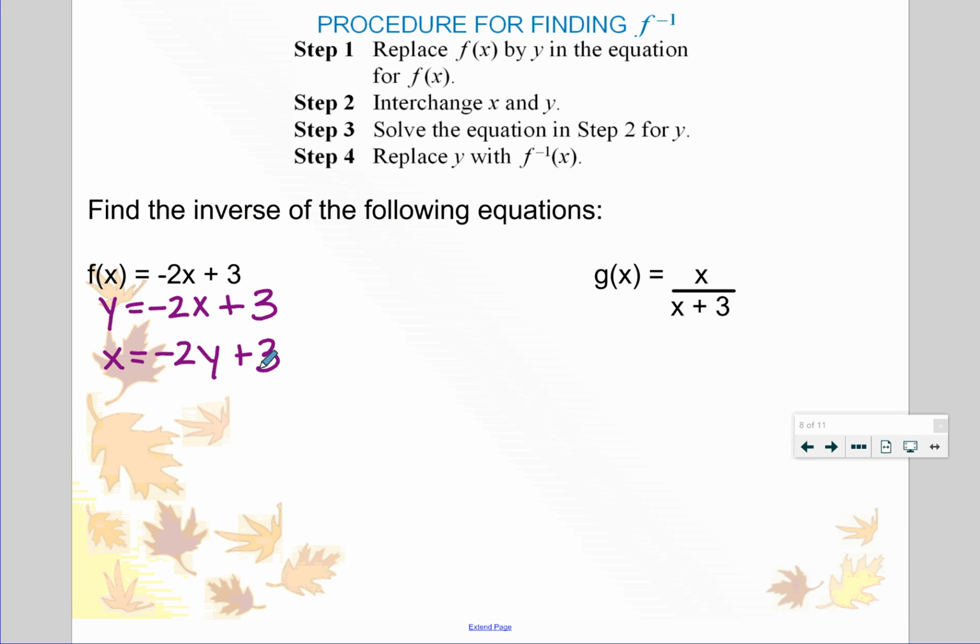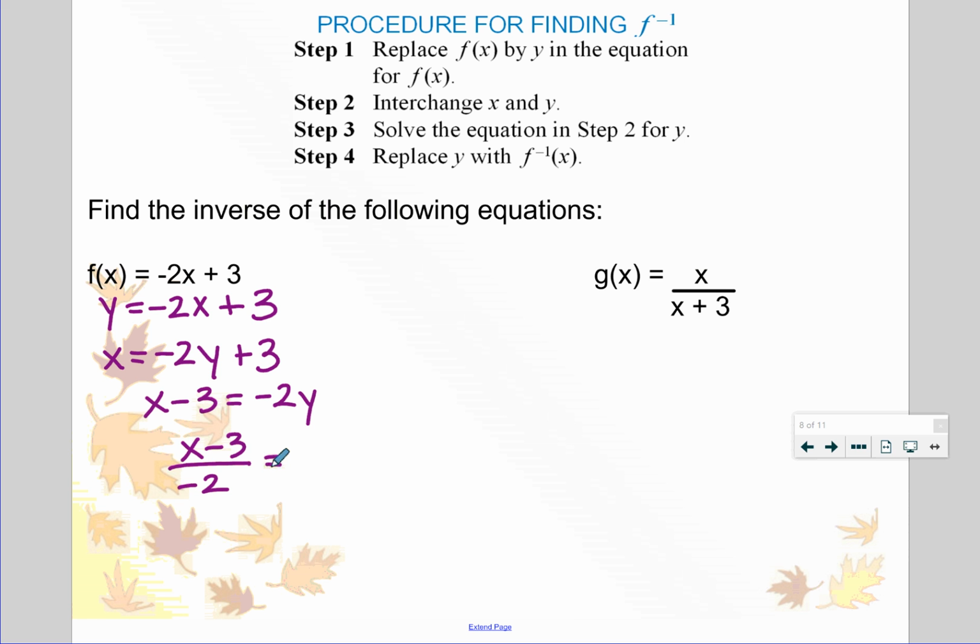Third step is the actual bulk of the work here. You're going to have to get y by itself. How do you get y alone in this equation? What would be your first step? Subtract 3. X minus 3 equals negative 2y. And then to get y alone, divide by negative 2. And you can just leave it x minus 3 all over negative 2 if you want to there, or you can divide negative 2 into each term. Either one's fine. At the very end, instead of a y, I'm going to put back in my function notation.